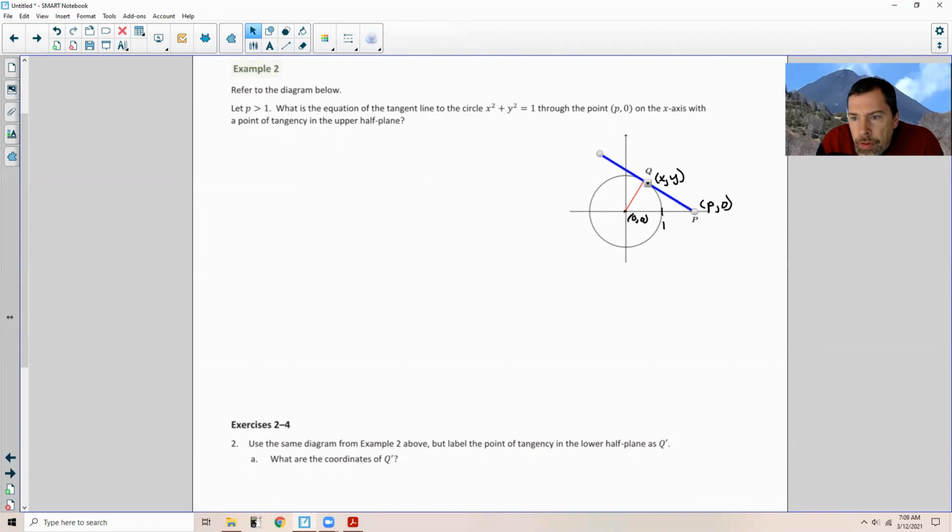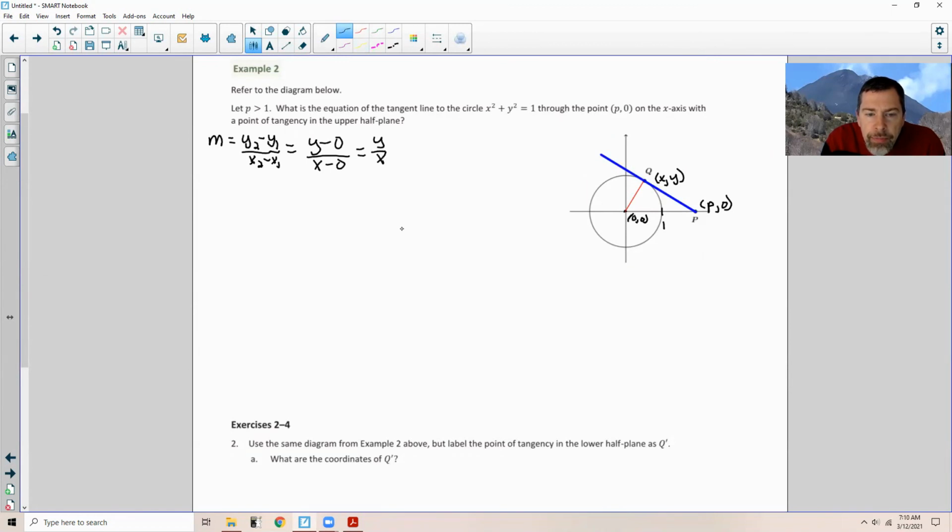We're trying to find the equation of this line. So we need to find the slope of the radius first. Slope equals y sub 2 minus y sub 1 over x sub 2 minus x sub 1. If this is our y sub 2, that's going to be y minus our y down here at the origin, which is 0, divided by x sub 2 minus x sub 1, which is x minus 0. So the slope of our radius is going to equal y over x.